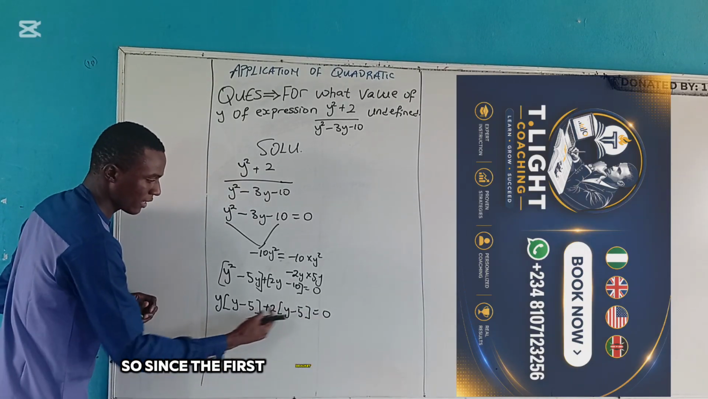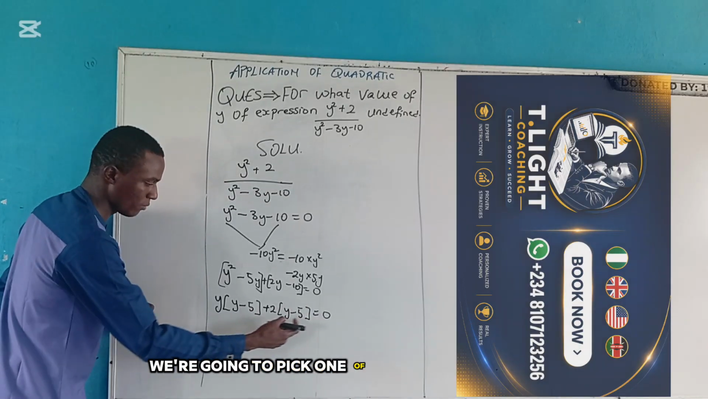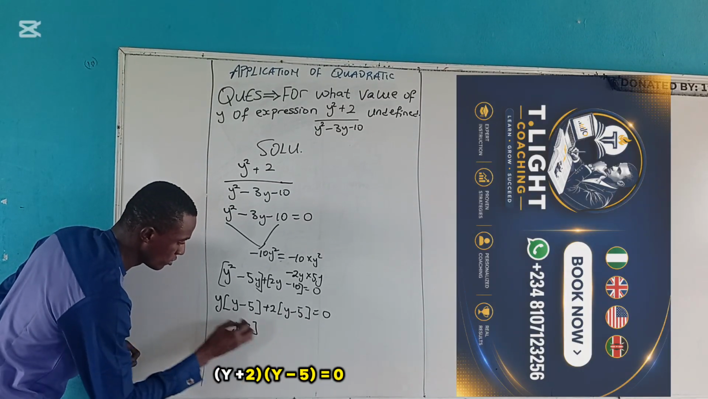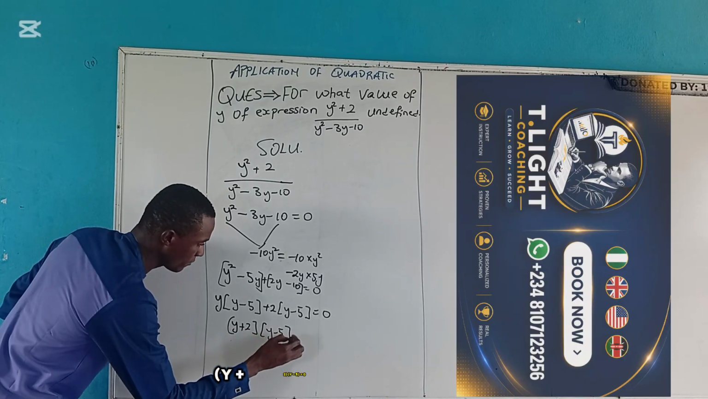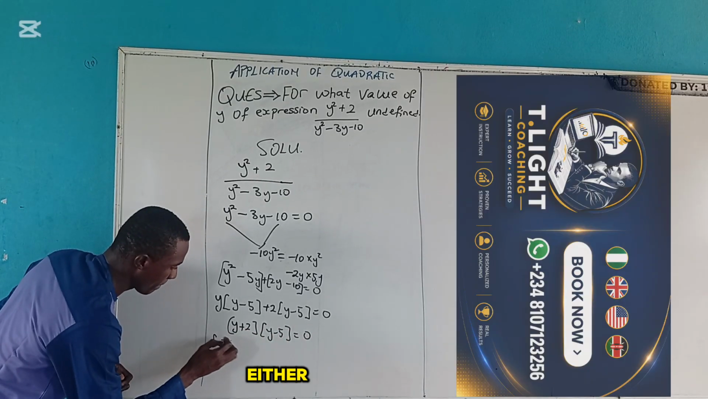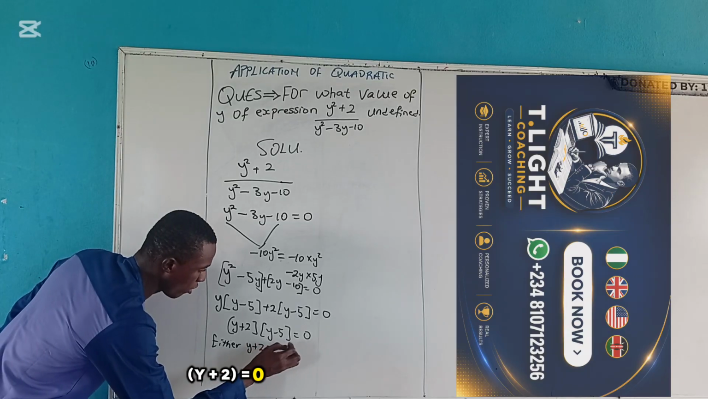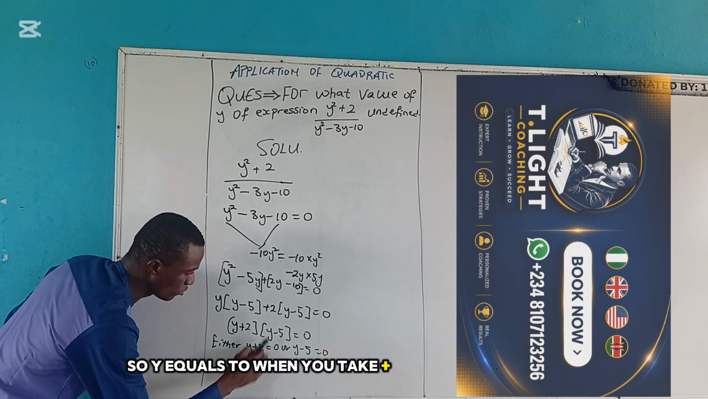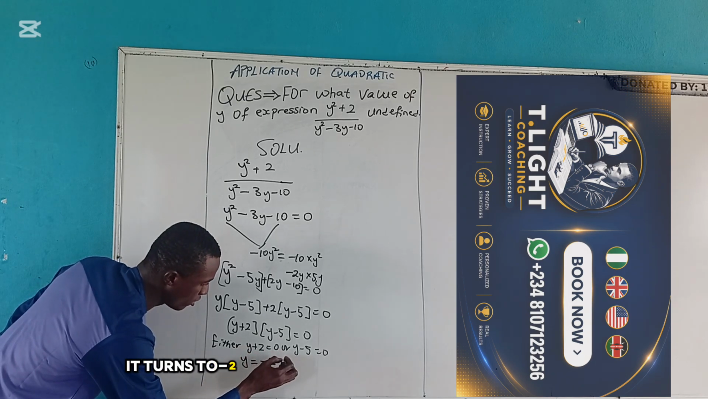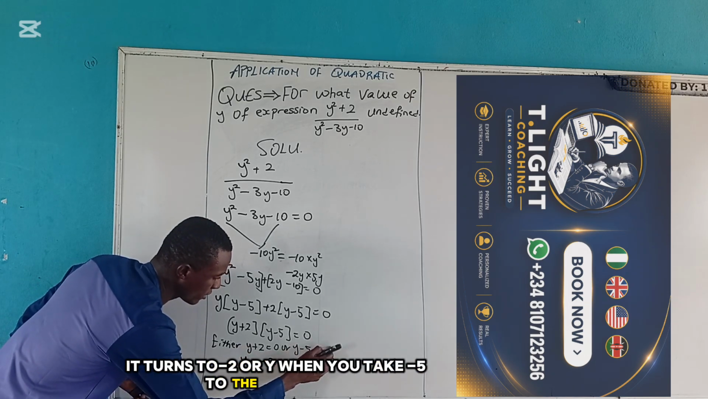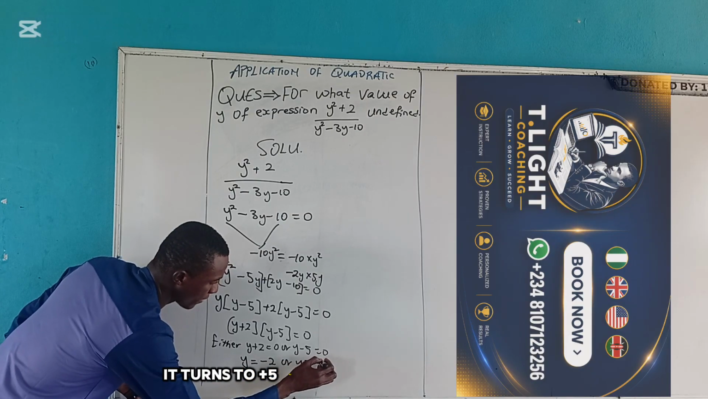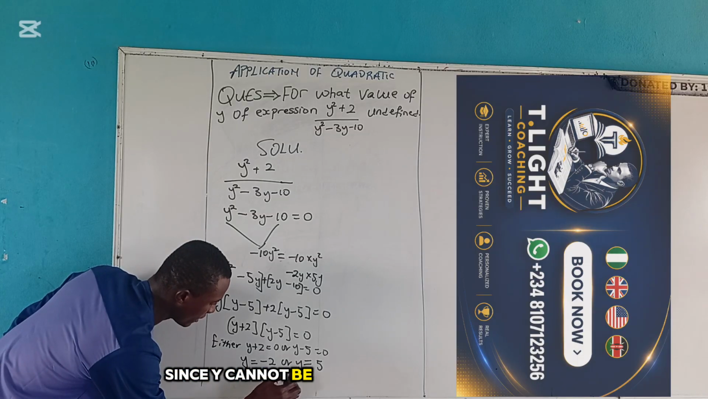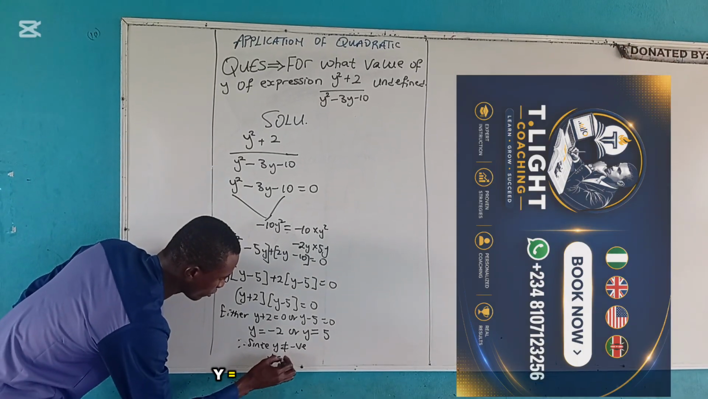So since the first bracket is the same as the second bracket, we are going to pick one of the brackets and we'll combine these two together also. So we have y plus 2, y minus 5 equals 0. So either y plus 2 equals 0 or y minus 5 equals 0. So y equals, when you take plus 2 to the other side, it turns to minus 2, or y, when you take minus 5 to the other side, it turns to plus 5. So therefore, since y cannot be negative, y equals 5.